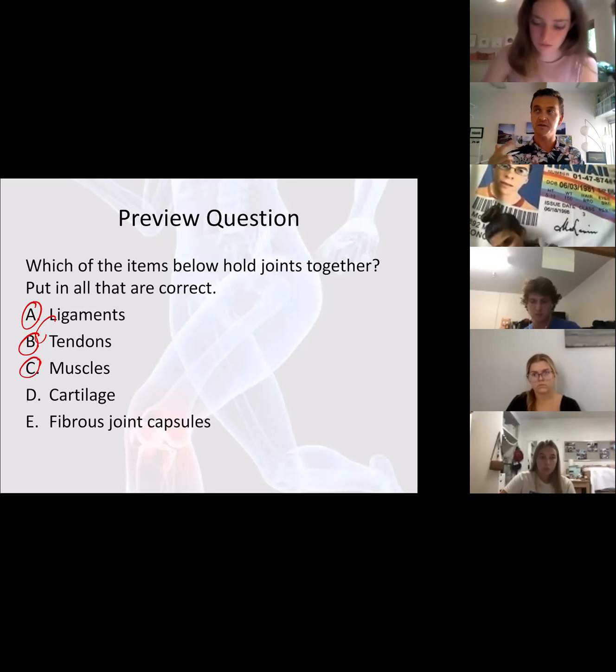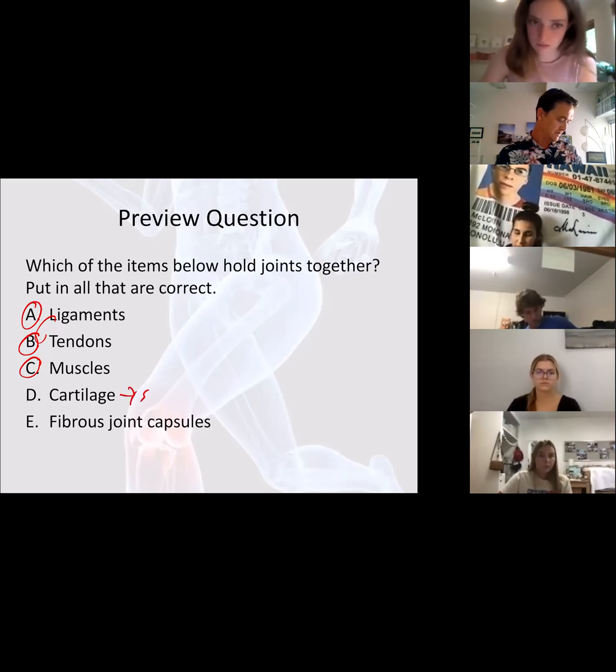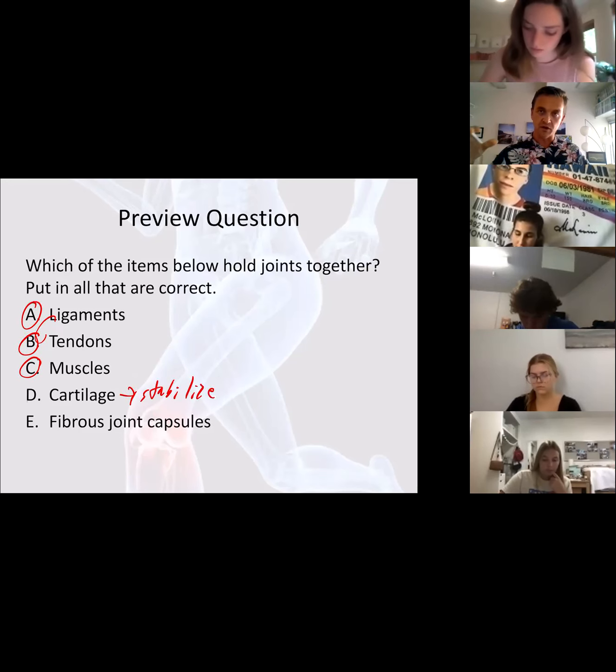Okay, cartilage. So we got hyaline cartilage, we got the fibrocartilage. That never spans the joint, right? It doesn't go from one side to the other, but definitely we know that menisci and things like that, and labrums, those deepen the socket. So they help stabilize for sure, but they don't actually go from bone to bone and hold them together, right? But they definitely help stabilize the joint.